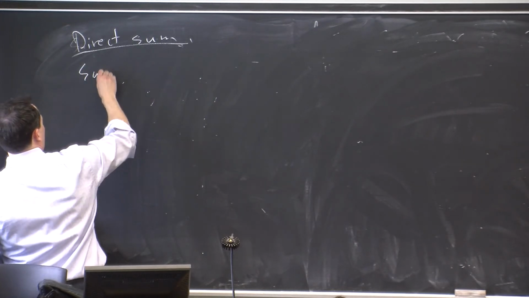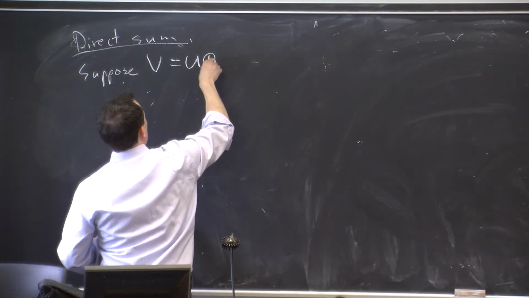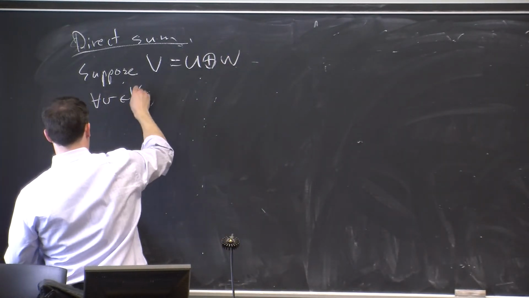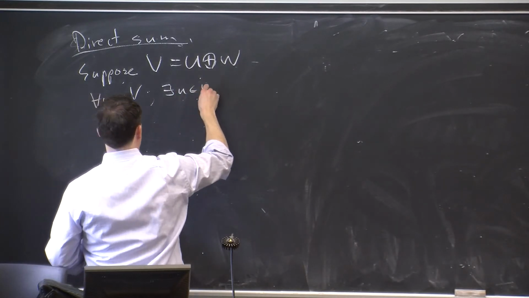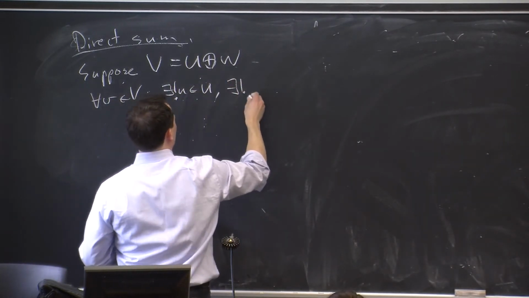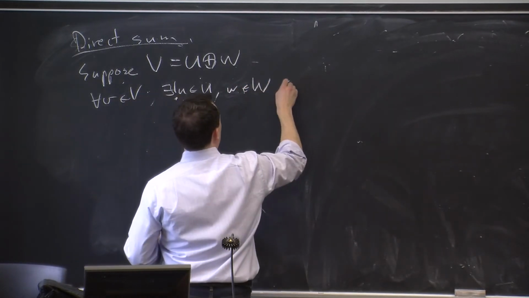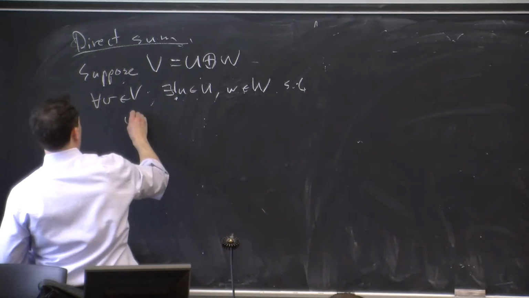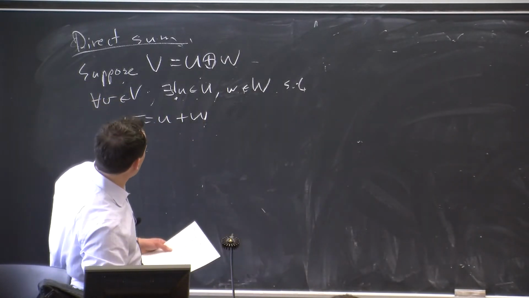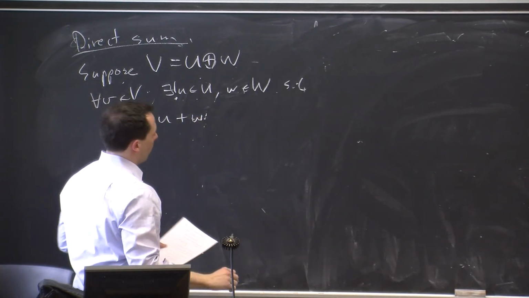So suppose V is the direct sum of U and W. That means for all v in V, there exists a unique pair of u in U and w in W such that v equals u plus w. There's only one way to write v as a sum of something in U and something in W.